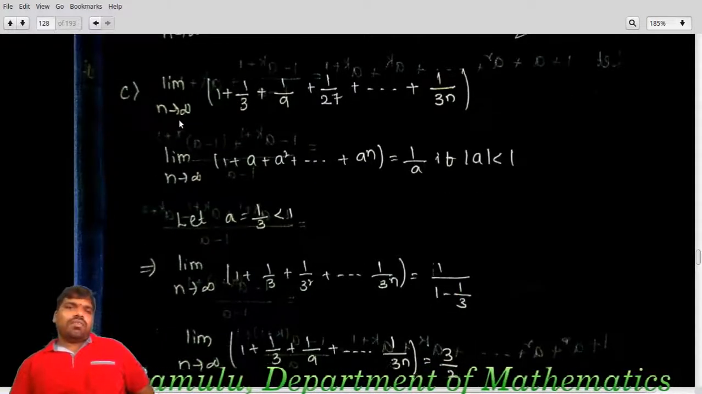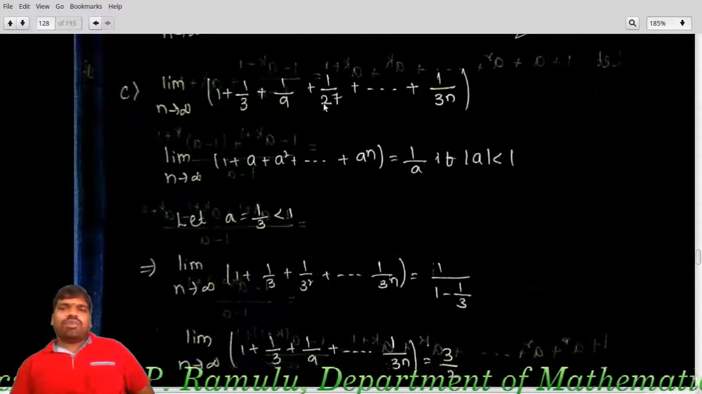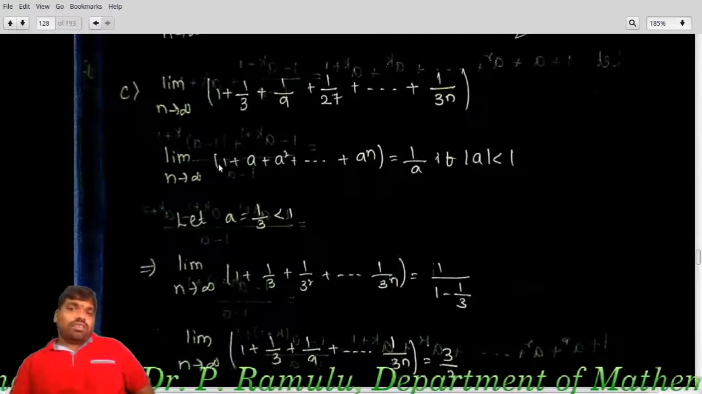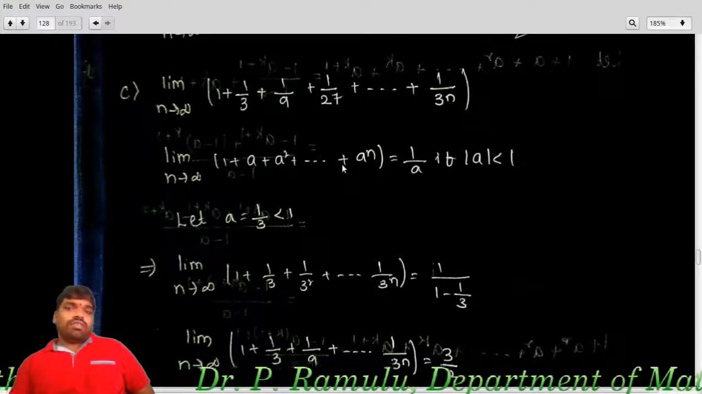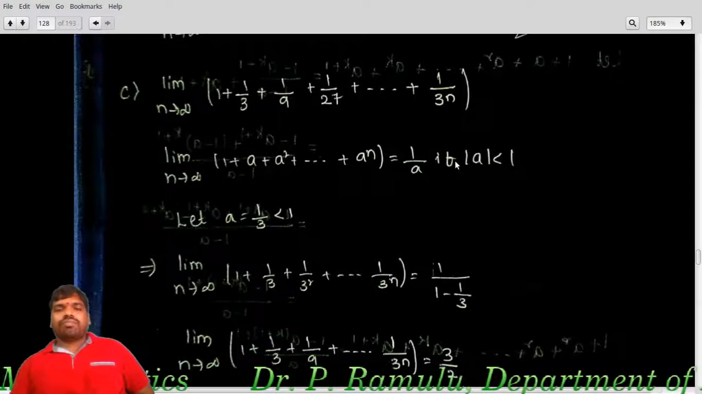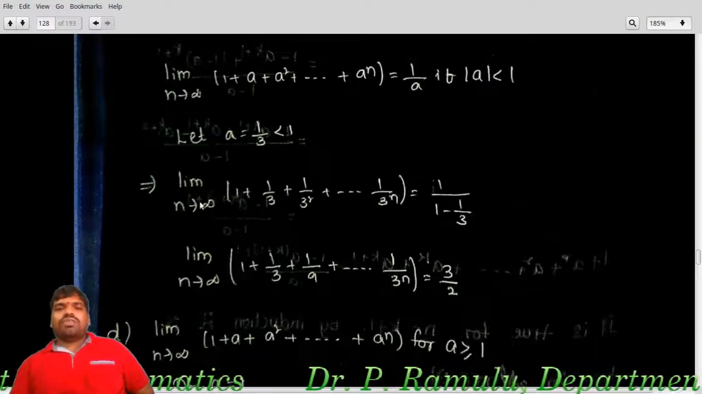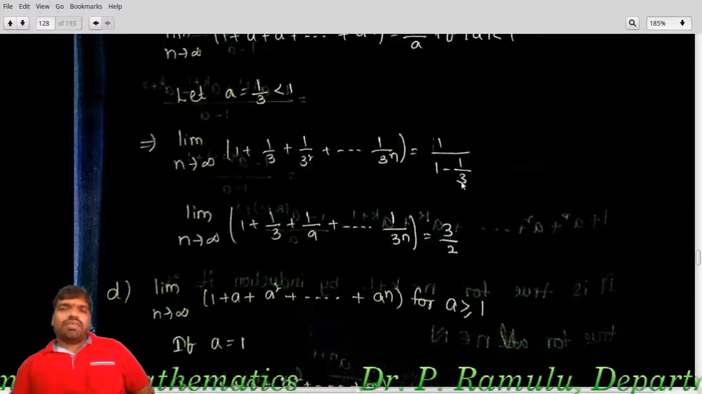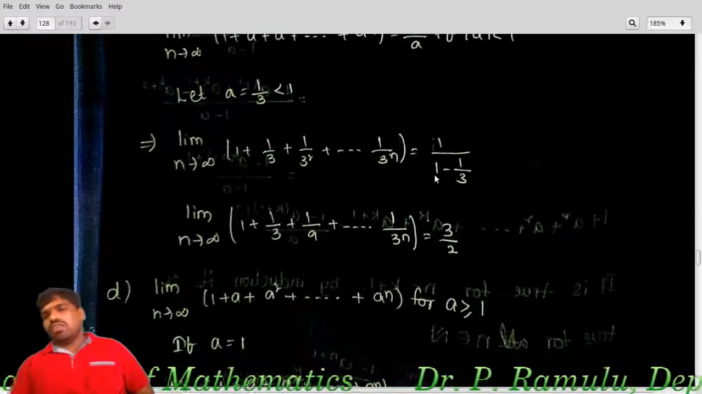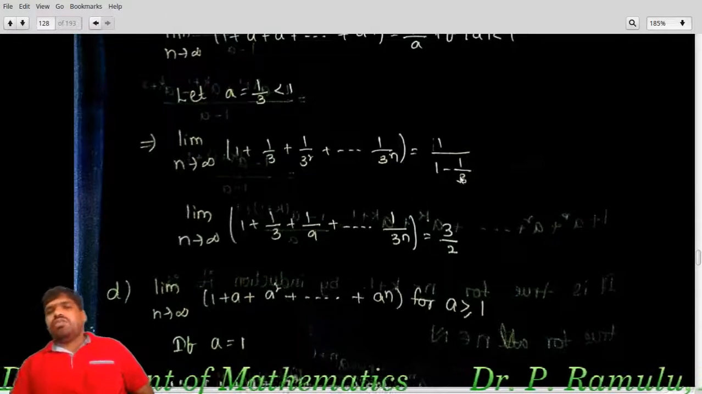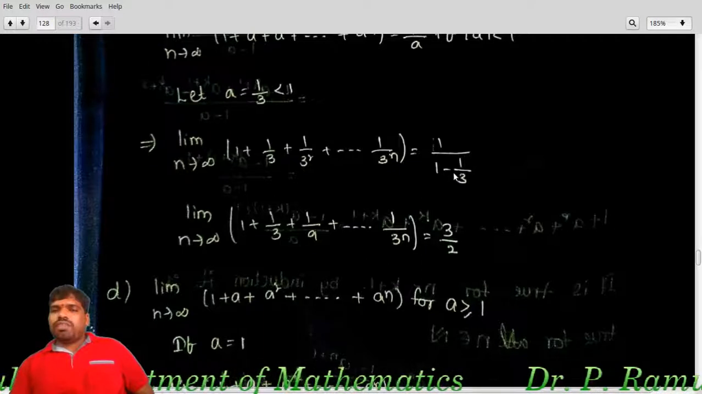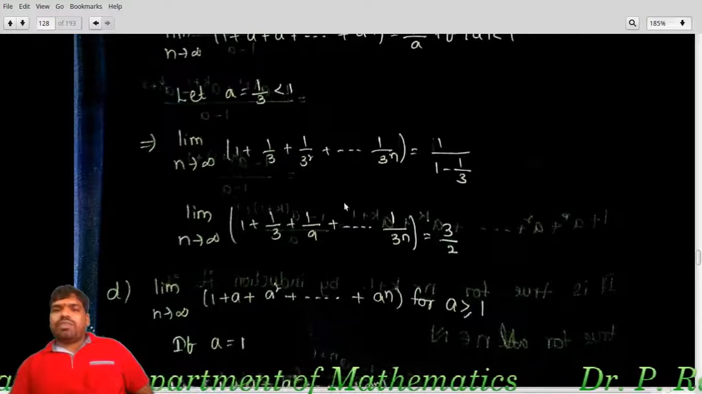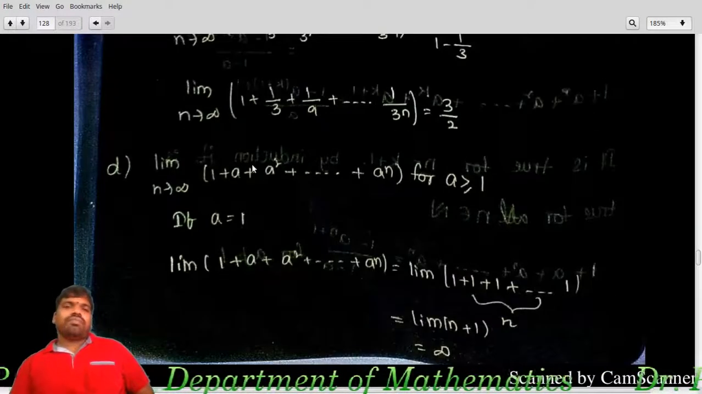Problem: find the limit as n tends to infinity of 1 plus 1 by 3 plus 1 by 9 plus 1 by 27 up to 1 by 3 power n. This is of the same form, with a equal to 1 by 3. Substituting into 1 by 1 minus a, 1 minus a is nothing but 2 by 3, so the value is 3 by 2.